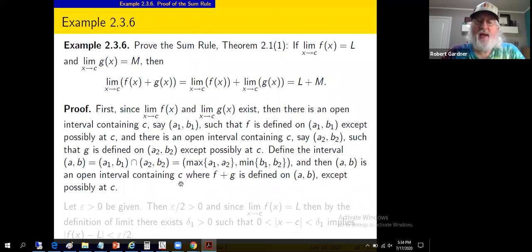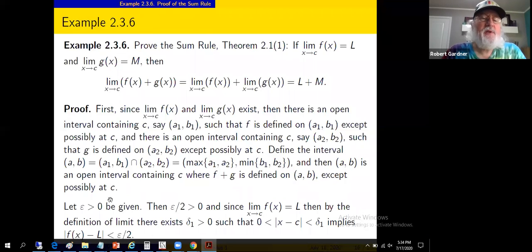And both f and g are defined on the intersection of those two intervals, except possibly at c itself. So that's always going to remain a problem. And we've taken care of step 0. f plus g is defined on the interval from a to b, except possibly at c itself. Okay, that's the easy part. Now for the epsilon part. Let epsilon greater than 0 be given.